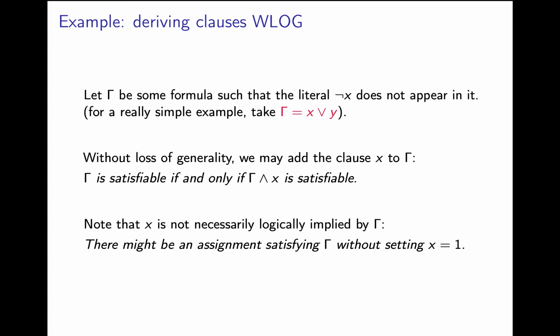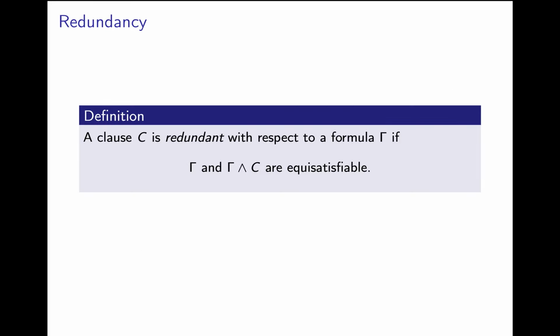And here is an important thing to notice about this. The clause x is not necessarily logically implied by gamma. In the proof systems that I showed a few slides back, with the exceptions of extended and substitution Frege, you can only derive things that are logically implied. But in the current situation, x may not be implied, because there might be an assignment satisfying gamma without satisfying x. This does not mean that we are doing something unsound. And more generally, we will call a clause redundant if it can be added to a formula without affecting its satisfiability. And we will define proof systems that allow us to derive redundant clauses.